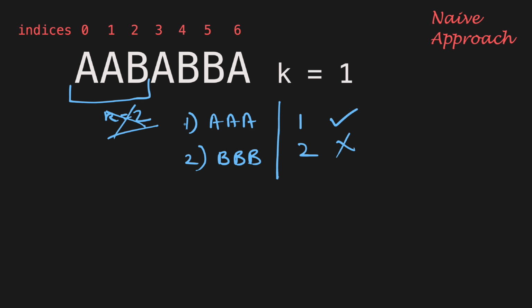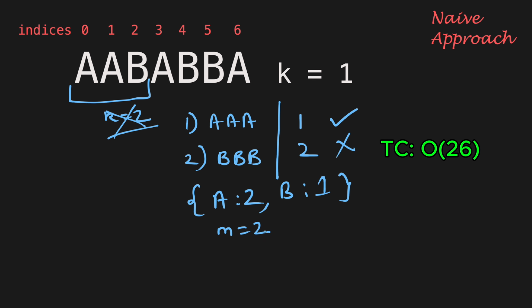And how can we figure this out for any substring? Well, we can create a frequency map. So for each substring, we count how often each character occurs. For example, for this substring, we can see that A occurs twice and B occurs once. Now the most frequent character here is A, which occurs 2 times. And how do we find the maximum frequency of any single character in the substring? We will just iterate over the keys of the frequency map and select one with the maximum frequency. And as the map has only 26 characters, this whole operation will take O(26) or constant time.